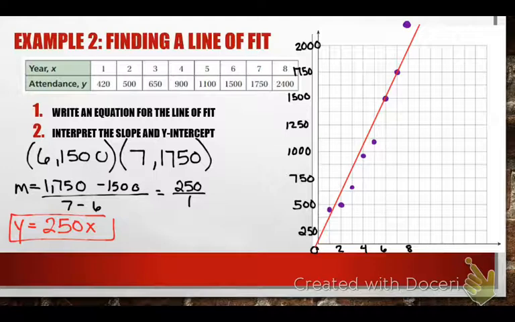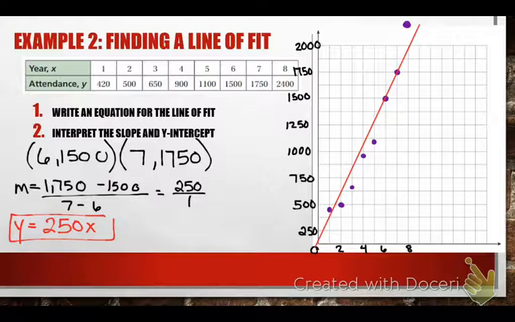So the y-intercept interpretation is pretty simple. Actually, we already said that. Could anybody repeat what we already said about our y-intercept, which is 0? After 0 years, nobody came. All right, that's almost a weird statement to make. Okay, so that's the y-intercept.